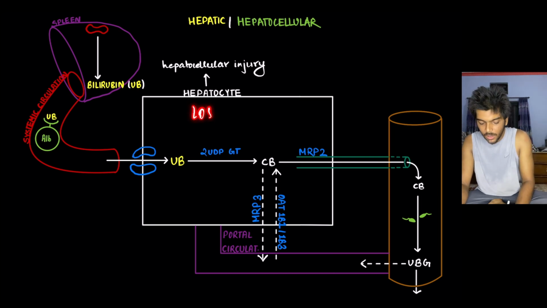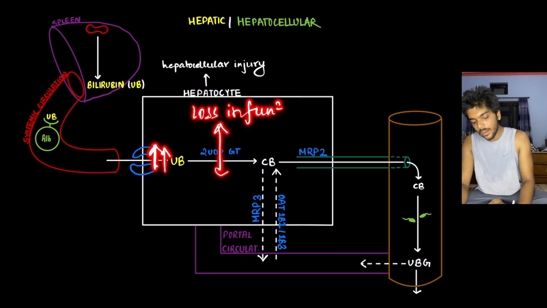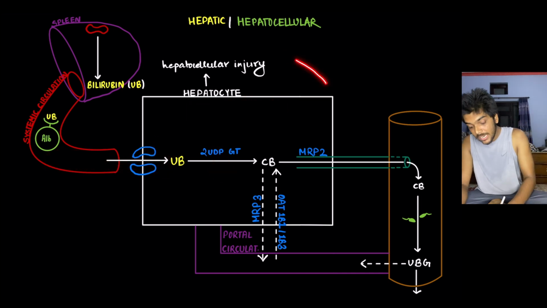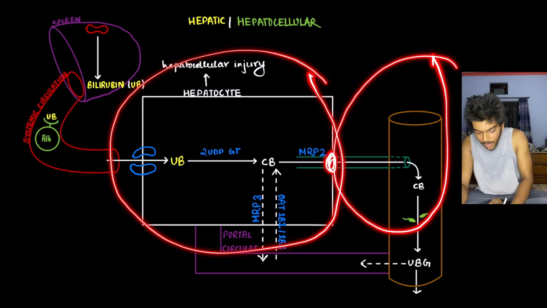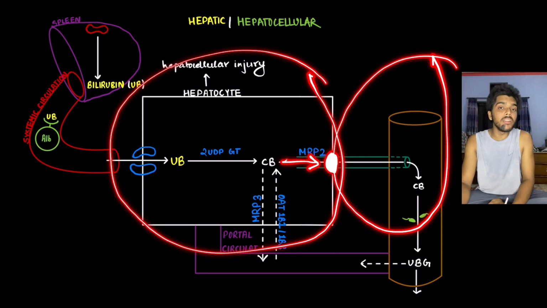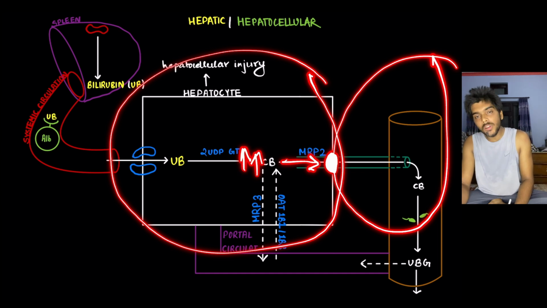After hepatocellular injury, I've already said two things happen. Number one, there is loss in function of the cell. As a result, conjugation does not take place. Unconjugated bilirubin accumulates. It gets pushed back into the circulation. Number two, there is swelling up of the cell, and the adjacent cell swells up and blocks the biliary canaliculi. It obliterates the biliary canaliculi. As a result, conjugated bilirubin can't escape out of the cell. Accumulation of conjugated bilirubin, it will be pushed back into the circulation as well.